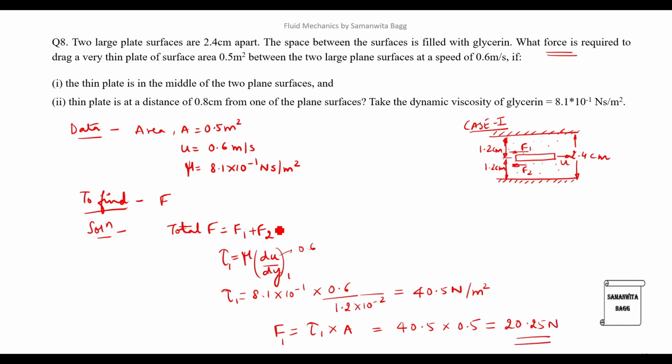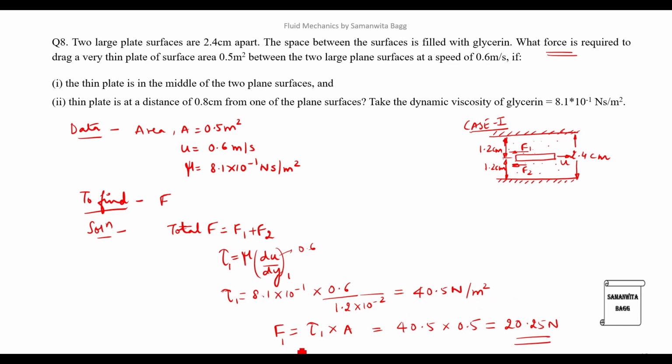Now, when I have to calculate the value of F2, if you observe carefully, you will write here tau 2 is equal to mu du by dy 2. Mu value is constant. When I calculate du2, that will also be 0.6 because that is a relative velocity between the thin plate and the plane surface. Now in this case, dy is again remaining constant because this is 1.2 centimeter. So since it is same in both the cases, I can directly say that the value of tau 2 will again be 40.5 Newton per meter square.